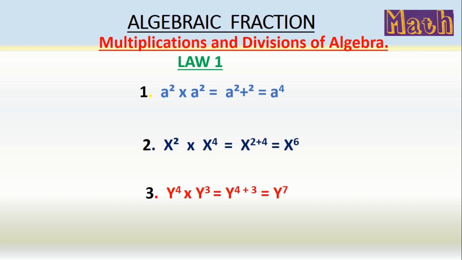The next one is going to be y to the power 4 times y to the power 3. Now the y and y have the same base, so I can add their exponents. So I have y to the power 4 plus 3. That gives me y to the power 7. Now let's look at law 2 under the index law.